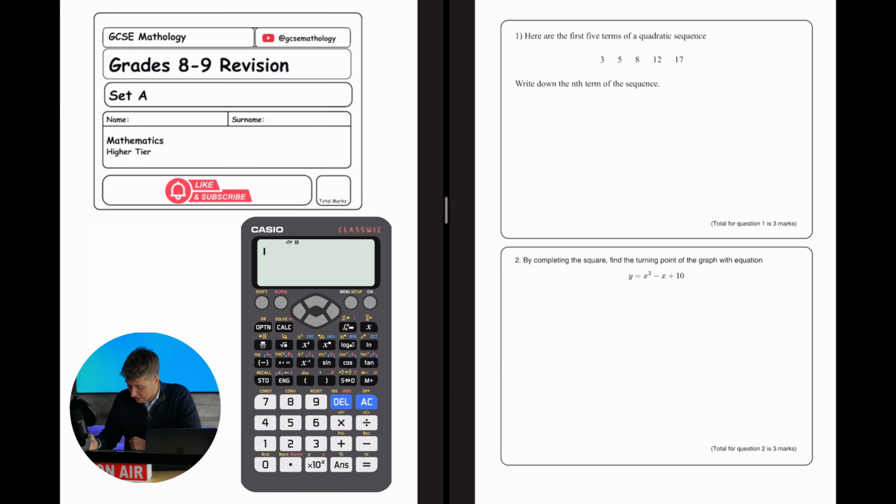Question 1 says, here are the first 5 terms of a quadratic sequence. We've got 3, 5, 8, 12 and 17. We need to write down the nth term of this sequence.